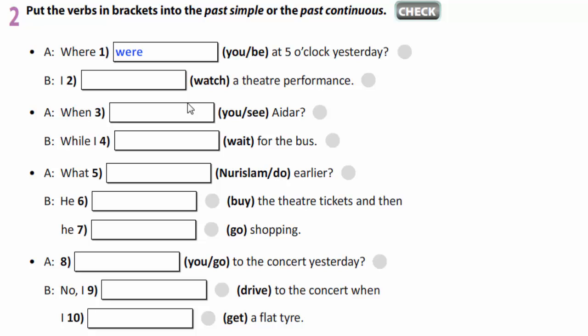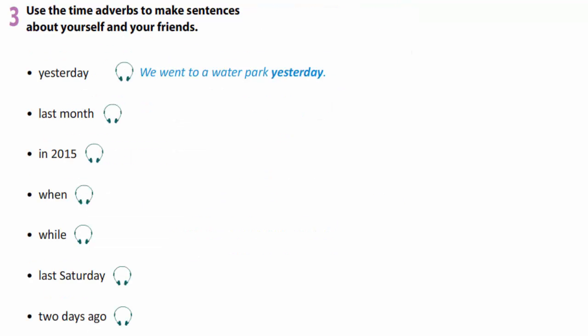For example, where were you at 5 o'clock yesterday? The question is about a certain time, that's why you will use past continuous. I was watching a theater performance. Finish this exercise yourselves. In exercise 3, you are to use the time adverbs to make sentences about yourselves and your friends. Listen to the models.